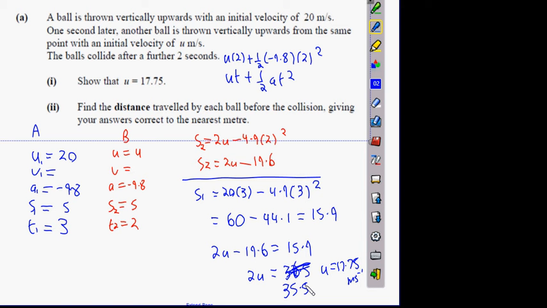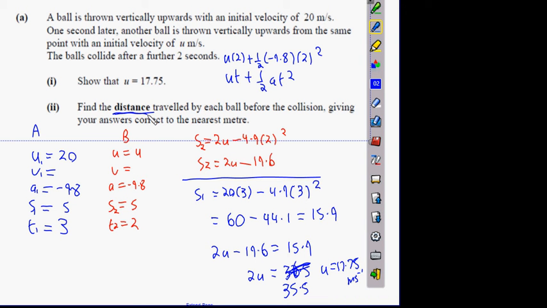Now, next part, okay, is find the distance travelled by each ball. Now, do you see what I'm getting you on there, guys? They didn't ask for displacement. They asked for distance. Okay, now that's tricky. So, the problem with that is, there's two scenarios. Find the distance travelled by each ball before the collision, giving your answers correct to the nearest meter.